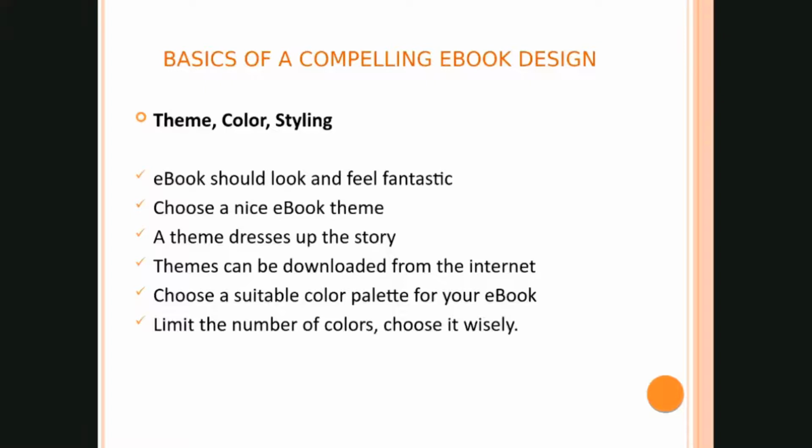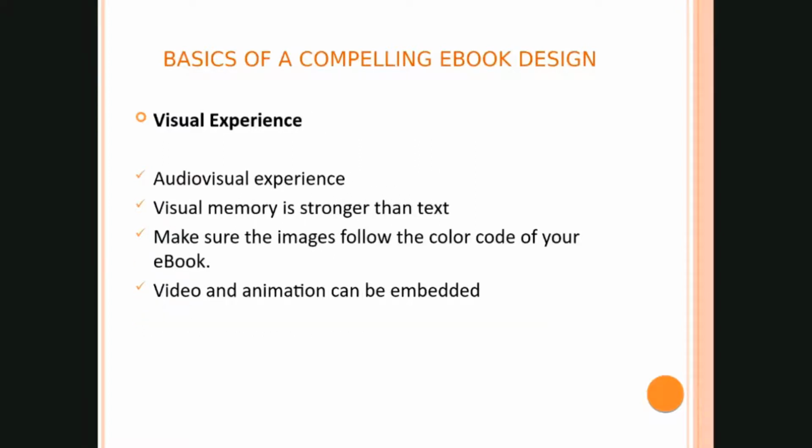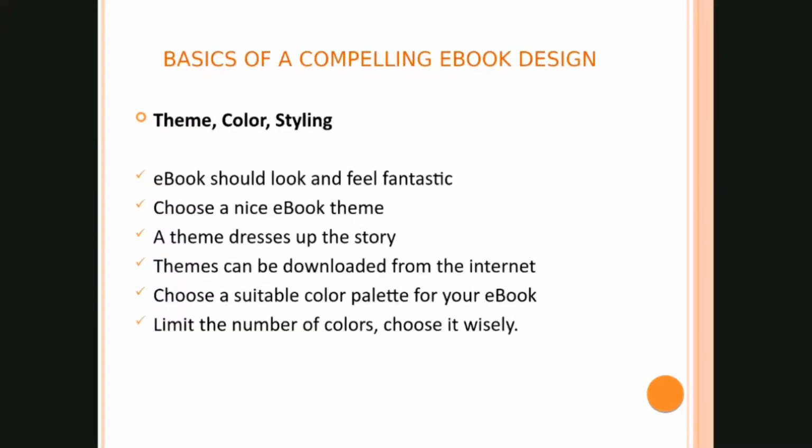You can use one color for your chapter names, then a different color for your main headings, and then another color for your subheadings. So this is more than enough. 4 to 5 colors. Do not use a lot of colors, so that it can make a very good impression for your theme and color and for your ebook.